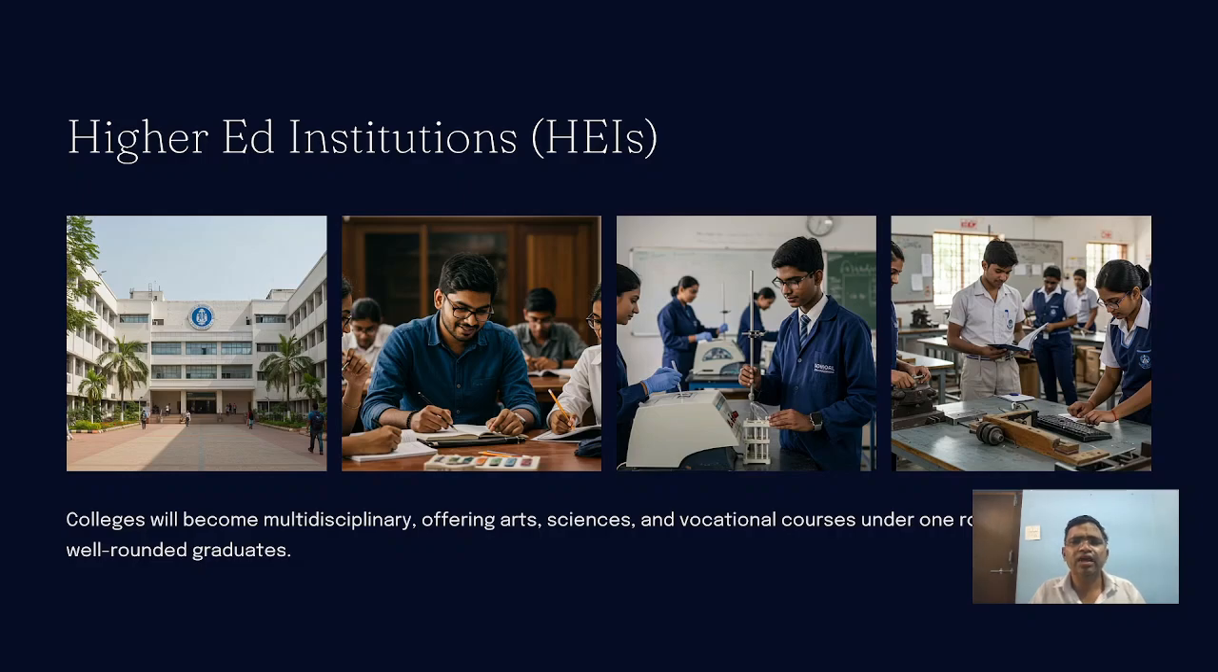Then they are going to reform the higher education institutions. So college will become multidisciplinary. It is going to offer arts, science, vocational courses under one roof. So this builds well-rounded graduates. Here in this picture, you can see somebody doing science, somebody doing vocational work, somebody doing some research. So everything is under one umbrella. So it is going to produce well-rounded graduates.